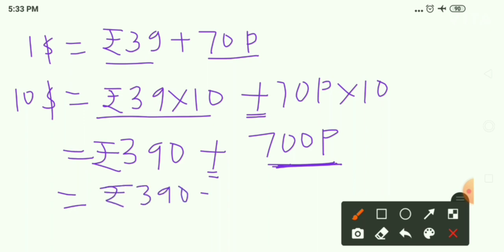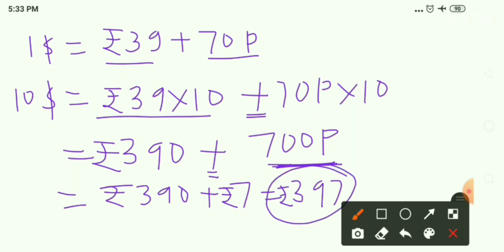390 plus 7 rupees means a total of 397 rupees. Okay, so it was a solution in terms of currency. According to the NCERT books, we have to try to make solutions like this, in terms of currency. Don't go for long multiplication. That was just for the calculation, to find the answer.